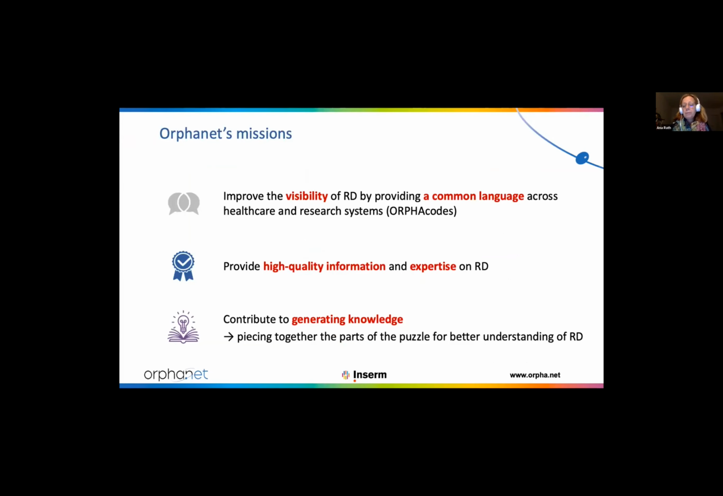So because of all these challenges, Orphanet has existed for more than 20 years with 3 main missions. The first one is to improve the visibility of rare diseases by providing a common language and nomenclature across sectors, healthcare and research, but also across countries, because this nomenclature is in several languages.